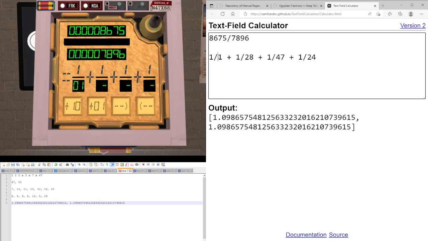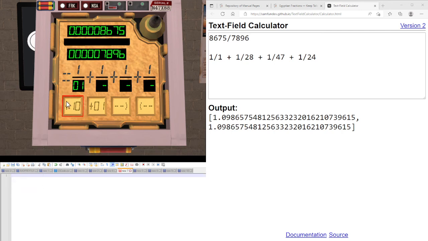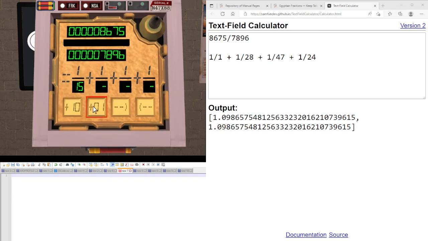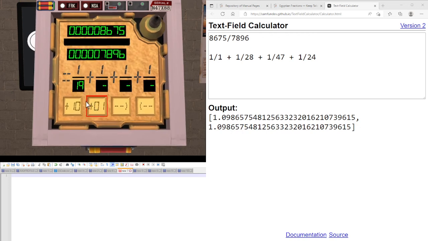Put them in order, we have 1, 24, 28, and 47. So we're now going to type this in by adding 10 and 1. If you mess up, you can loop back around to 0. But adding 1 will increment the first digit up every time as well.